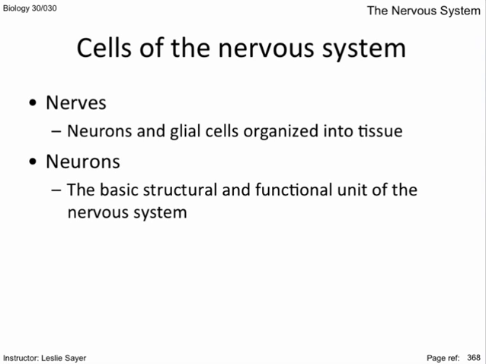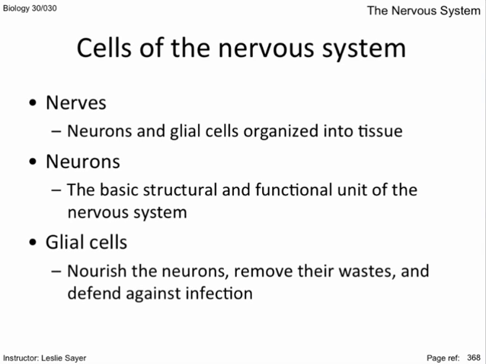Neurons, the basic structural and functional unit of the nervous system. Neurons are highly specialized, that is, very limited in cell division capacity. They're designed to conduct electrochemical signals and release chemicals called neurotransmitters. The glial cells nourish the neurons, remove their waste, and defend against infection. They also provide a supporting framework for all the nervous system tissue.